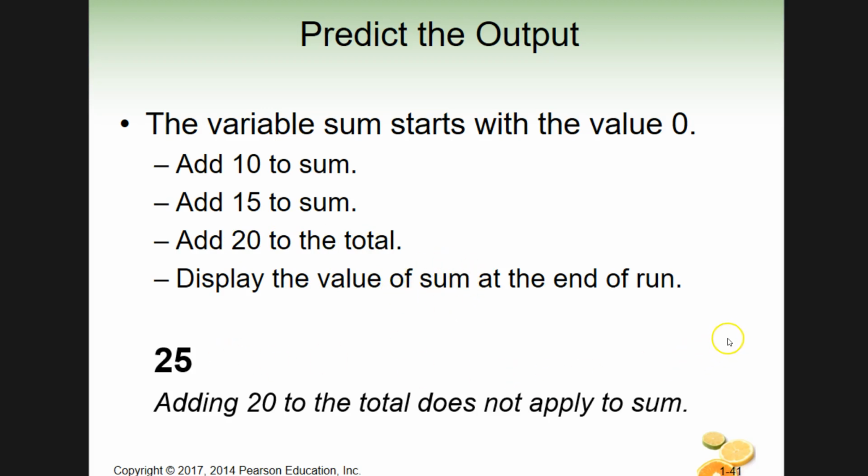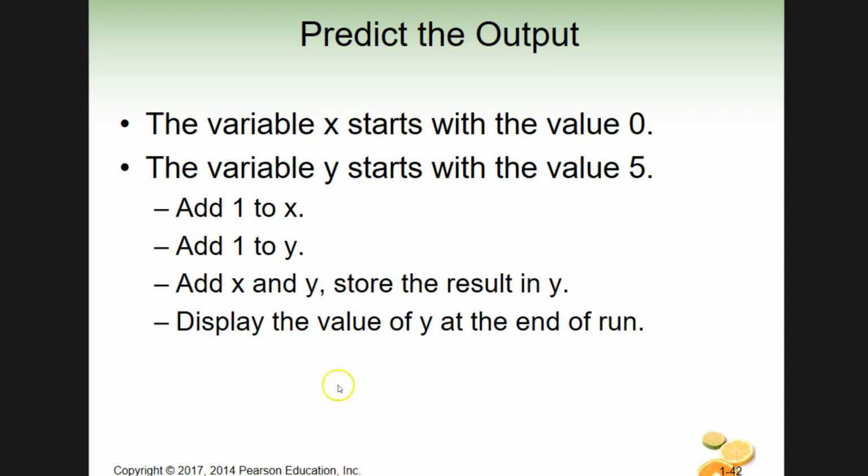Okay, so let's try this again. Another one here. Variable x starts with 0, y starts with 5, and what is the value of y at the end of the run? Pause this, come up with the answer, and then hit play again. Okay, hopefully you paused it and have come up with an answer now. We will see our answer here. Display the value of y at the end of the run, and it should be 7.